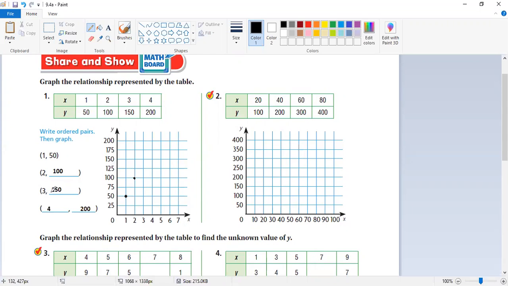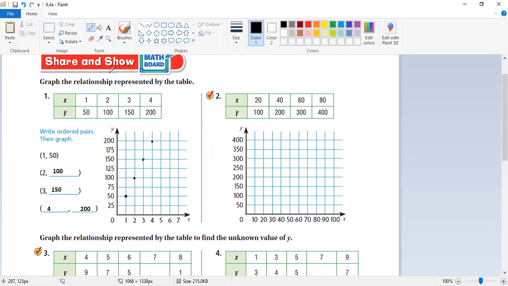Next is when x is 3, y is 150. So you go along the 3 and up until 150. Where they both meet, you need to draw another point. Next one is 4 and 200. So along that line of 4, you will go until 200.